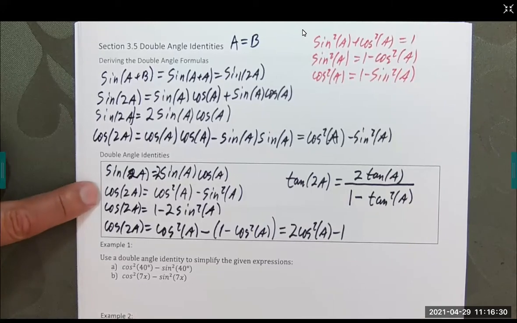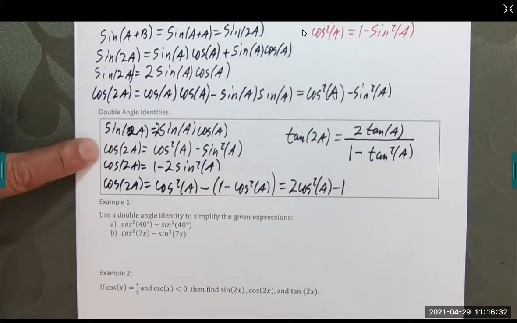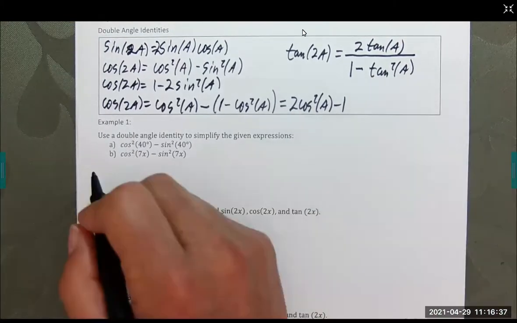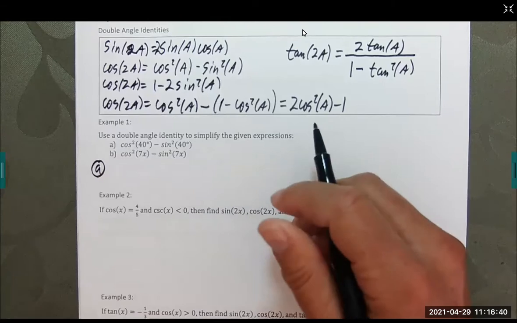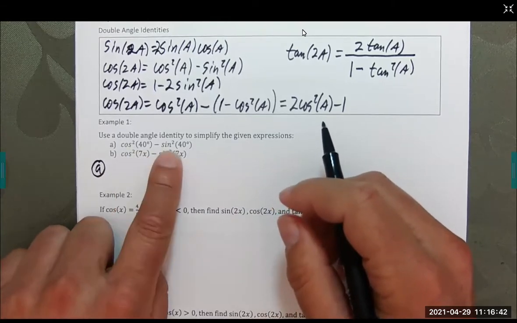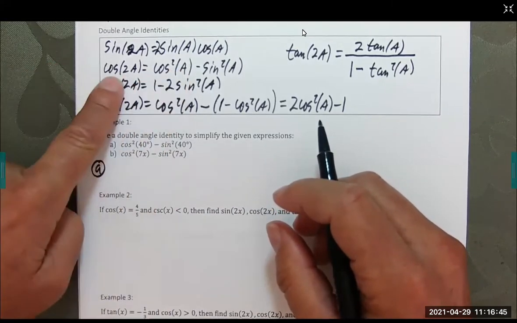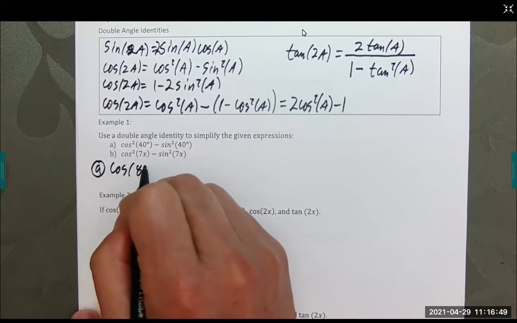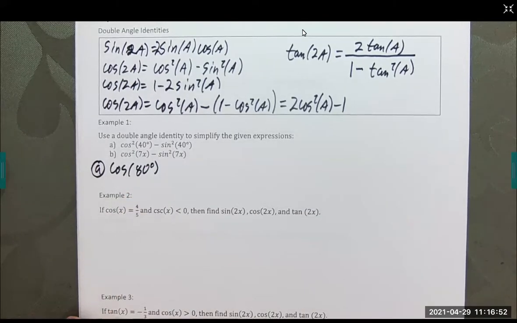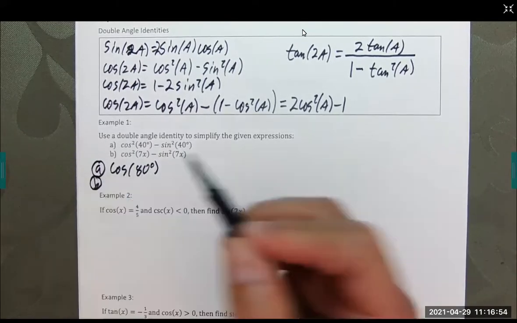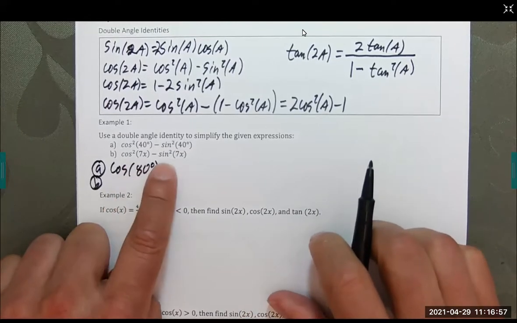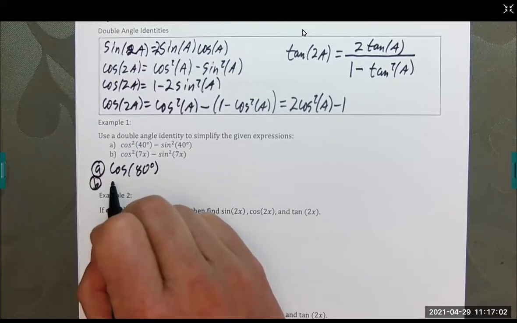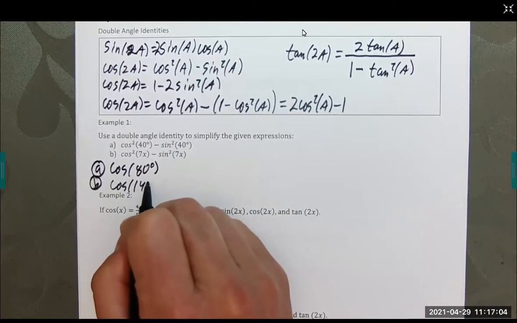So let's start with our original example here. It looks like cosine squared of 40 degrees minus sine squared of 40 degrees. If I go here, that's just cosine of double that angle. This is going to be cosine of 80 degrees. B is going to be similar. Cosine squared of 7x minus sine squared of 7x. I'm just going to double that angle. This becomes cosine of 14x.